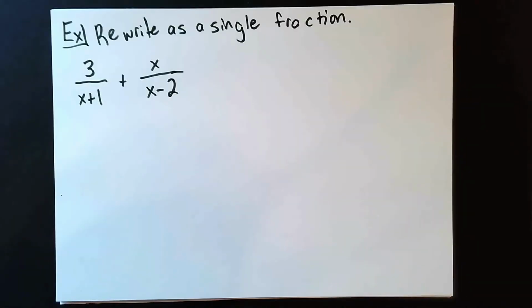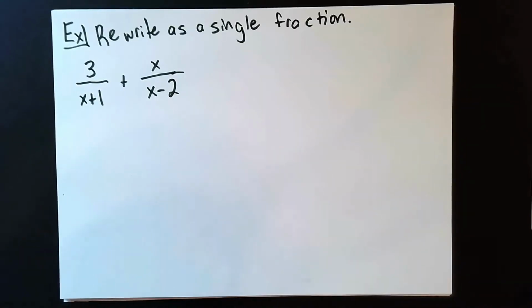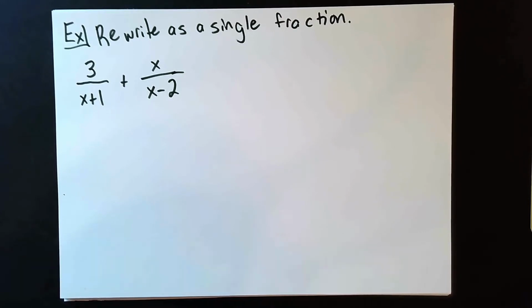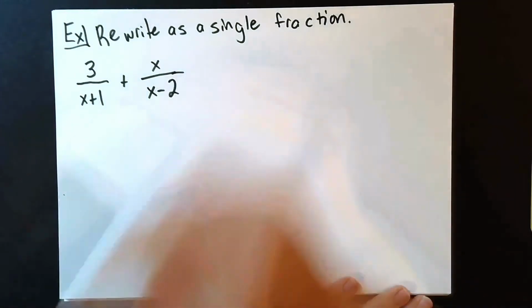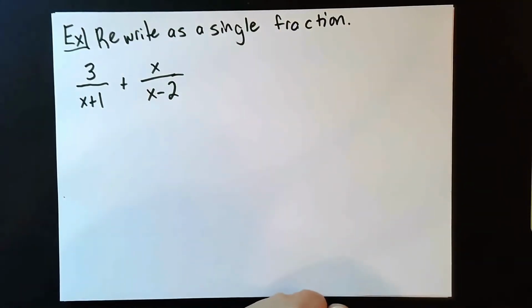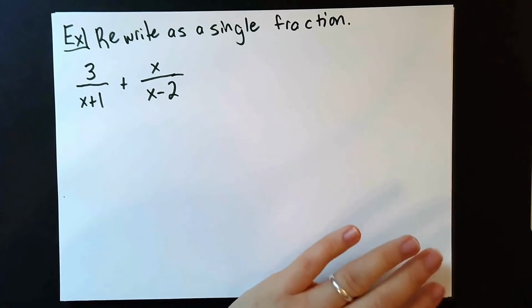Welcome back, everyone. In this video, we're going to do something very similar to what we did in the last video, which is to rewrite sums and products and so on of fractions as a single fraction. But in this video, the fractions are going to have variables in them. So in this case, these x's are what I'm talking about. Now, everything here works the same as it did in the last video. The algebra is just going to get a little bit messier.